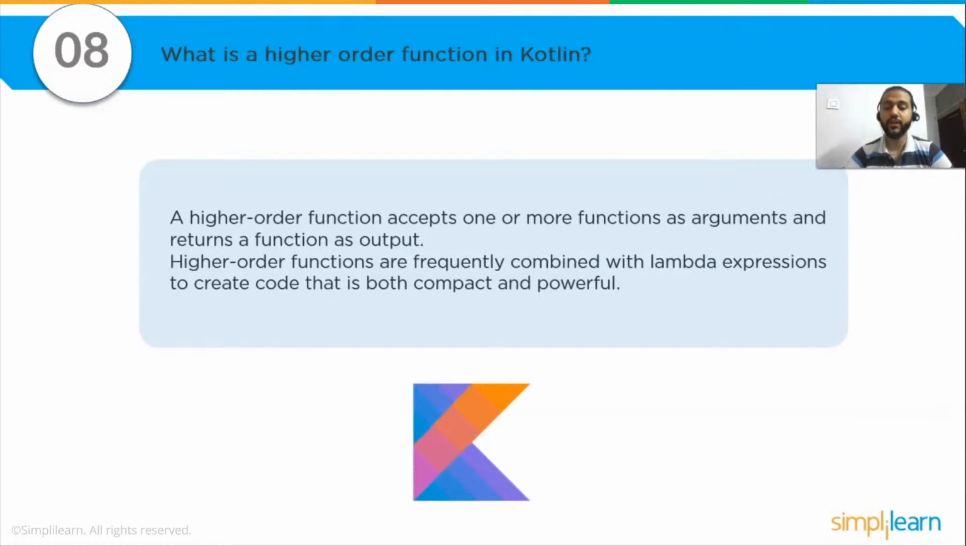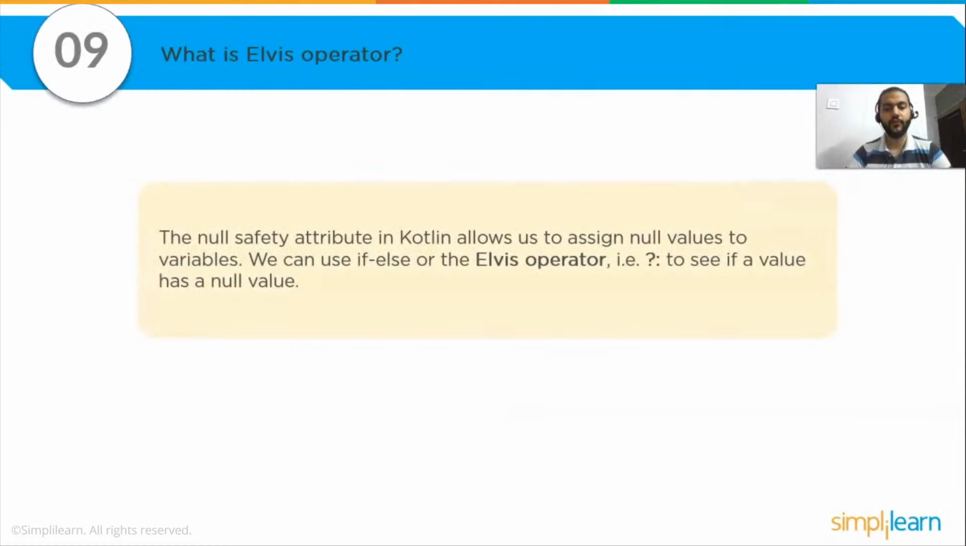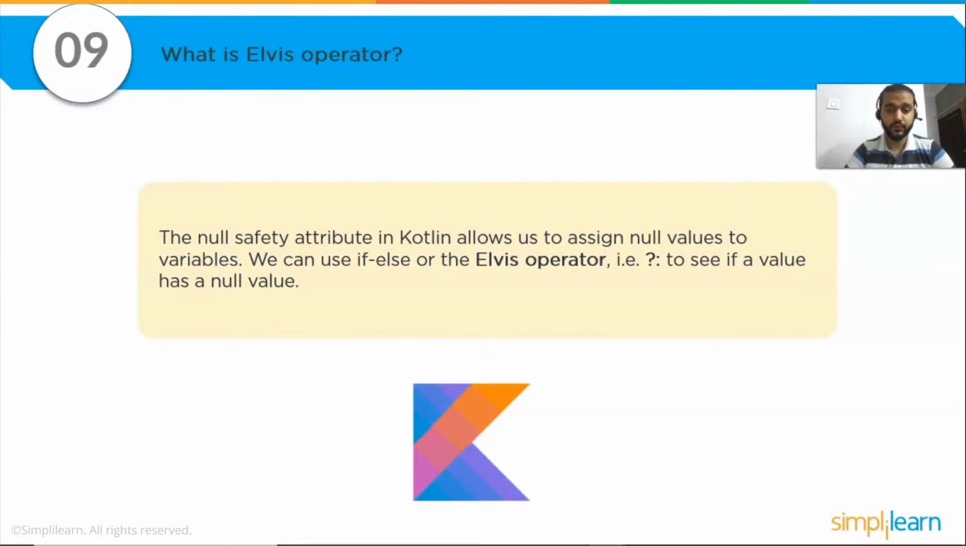Now, moving on to the 9th question, which is what is Elvis Operator? The null safety attribute in Kotlin allows us to assign null values to the variables. We can use if-else or the Elvis operator to see if a value has a null value. Elvis operator returns the first operand if that operand is not null, otherwise evaluates and returns the other operand.